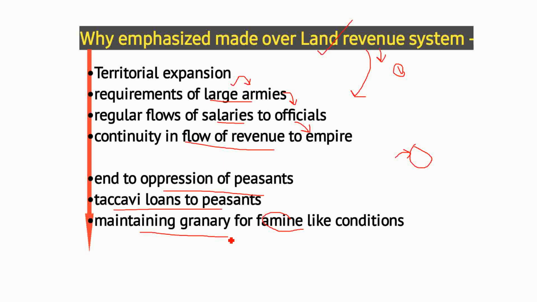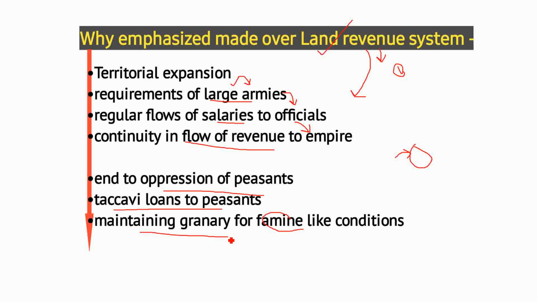Now, suppose you are not strengthening their administrative machinery of the land revenue system, or you are not issuing the Kabi loans, you are not helping the farmers or the peasants, their surplus production will not occur, and this will lead to not maintaining the granary, right? That is, you cannot maintain the granary.